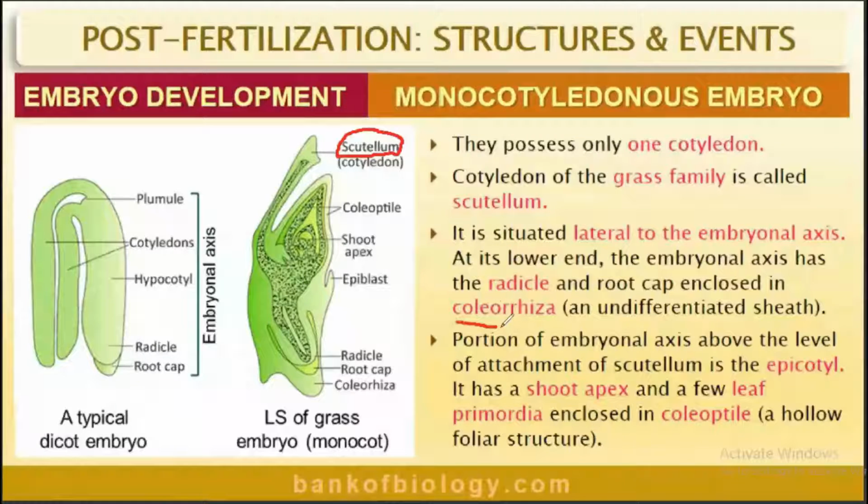Coleorhiza, new terms you can see. One is coleorhiza and the other one is coleoptile. What do you mean by coleorhiza and coleoptile? The sheath which is present around the radicle is known as coleorhiza. The sheath which covers the shoot system is known as coleoptile. These two points are also very important.